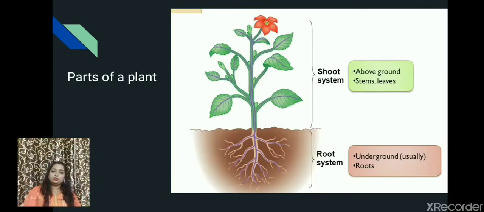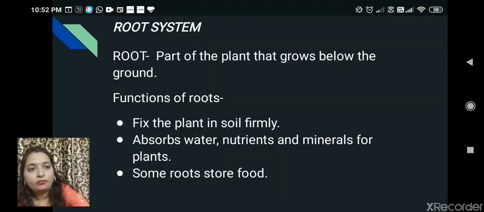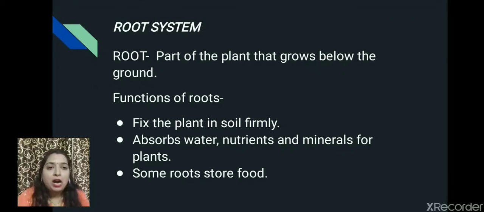Okay children, so a plant is divided into two parts, shoot system and root system. Now let's first discuss roots. Children, as I told you, the part of the plant that grows below the ground is called root. And there are so many functions of root. What are the main functions of root?